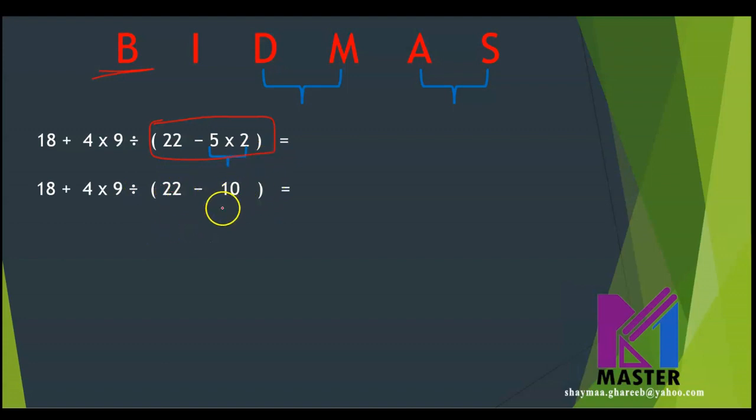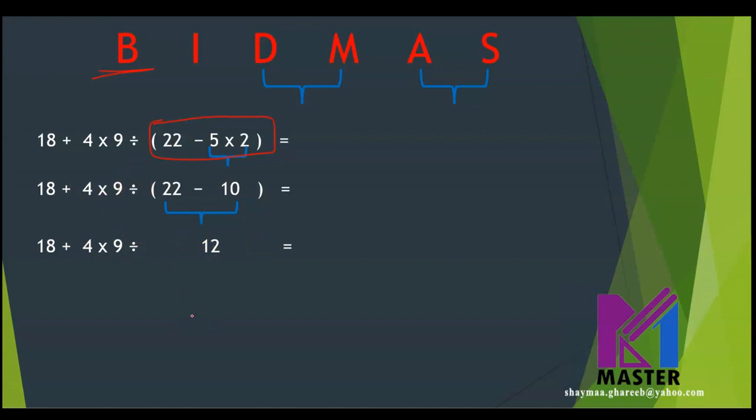And I will do it like this. 22 minus 10. I didn't finish what's inside the bracket. So I will keep doing the bracket until I finish all the operations inside the bracket. Now I will do the next step, which is the bracket as well, still the bracket. 22 minus 10 equals 12. So where to write the 12? Should I write it at the beginning? No. So I will keep the numbers 18 as it is, plus, then 4 times 9, divided by, then the 12.